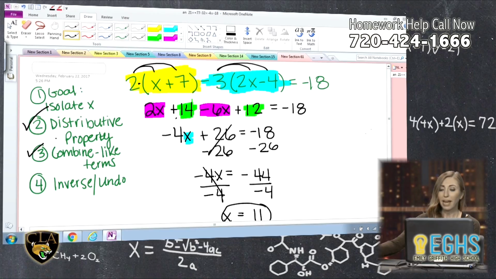I could also go back and check this problem by replacing my x in the original problem with 11 and making sure that both sides were equal. Because of time, I'm not going to do that, but you should always get in the habit of doing that when you're solving these equations, especially if they're multiple step like these are, just to make sure that nothing went wrong along the way. So hopefully that helps a little bit. I have a bunch of different ways to show, but this is one of the methods you could go by. So hopefully that helps.